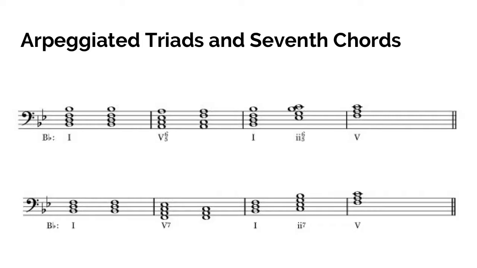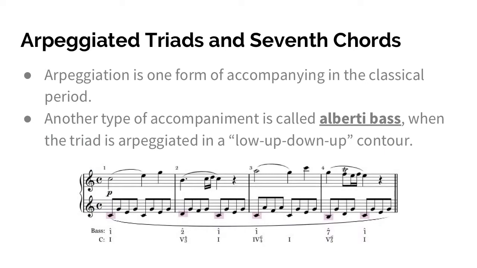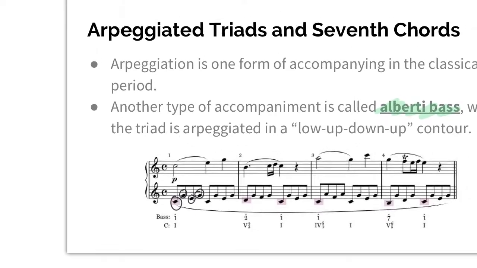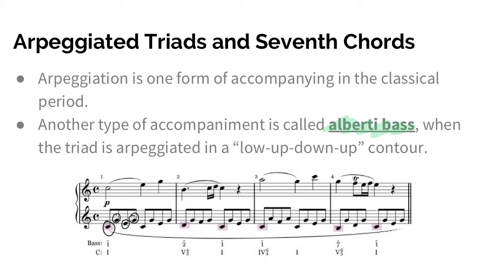And you can arpeggiate the chords all the time, and this is what the Mozart inversions in the last one are. So these are the built triads that were in that last one. And then another way of arpeggiation is something we call Alberti bass over here. If you see this, it says Alberti bass. Okay, so this means the triad is arpeggiated in a low up down up contour. So if you see here, low up down up, it's arpeggiating the one chord in C, which is C, E, G. Something you've heard a lot of times in a lot of music. Okay, make sure you listen to that example.